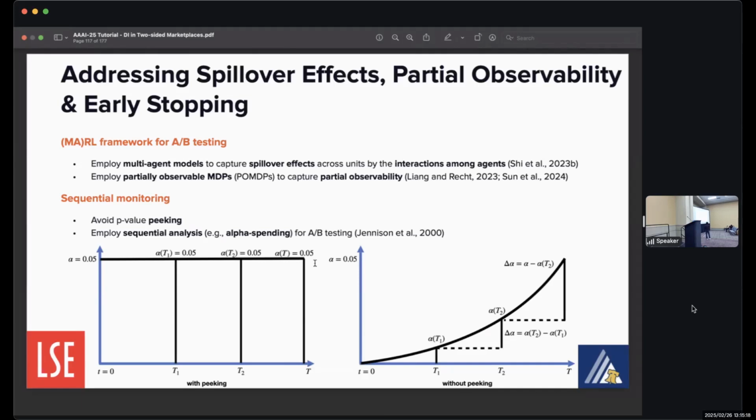So what you should do is to use classical sequential analysis procedures such as alpha spending to adjust these significance levels at these intermediate time points in order to control the total family-wise error rate. And if you are interested, there's a famous book by Jonathan, who discusses the detailed alpha spending approaches designed for sequential analysis.